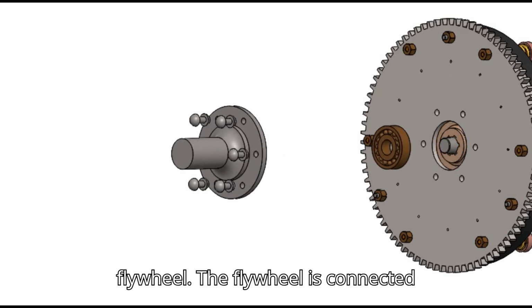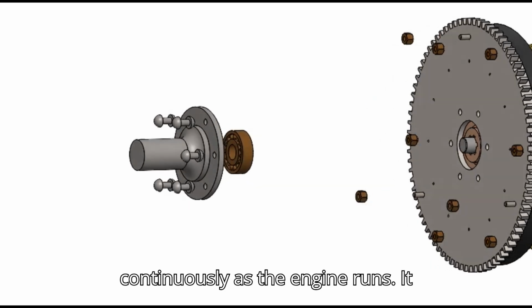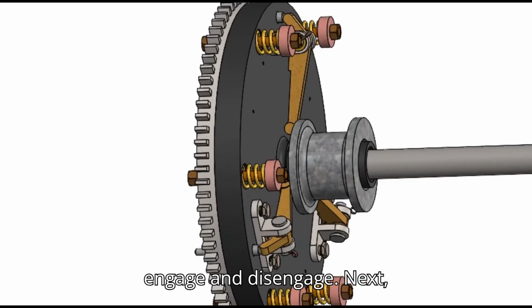Let's start with the flywheel. The flywheel is connected to the engine crankshaft and rotates continuously as the engine runs. It provides the base for the clutch to engage and disengage.